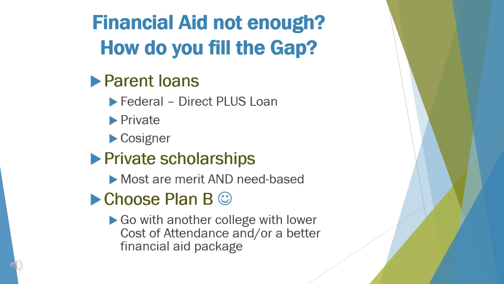What if the financial aid is not enough? How do you fill the gap? There are parent loans offered by the federal government, private loans from banks and family members, or you may be able to get a cosigner. Another way to close the gap is by private scholarships. Most scholarships are based on a student's merit and on their financial need. And finally, you may want to choose Plan B, or the college that has a lower cost of attendance or a better financial aid award package.